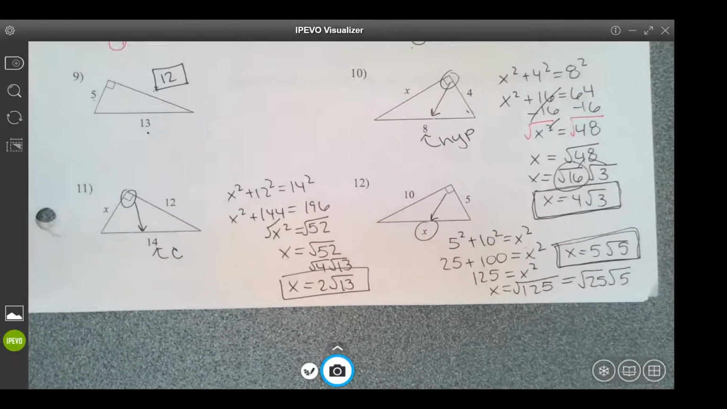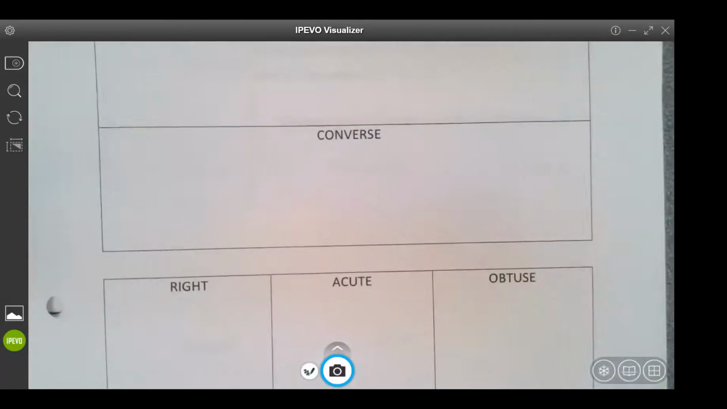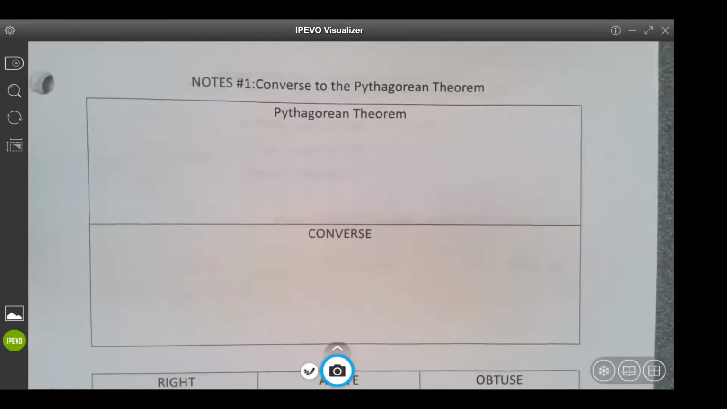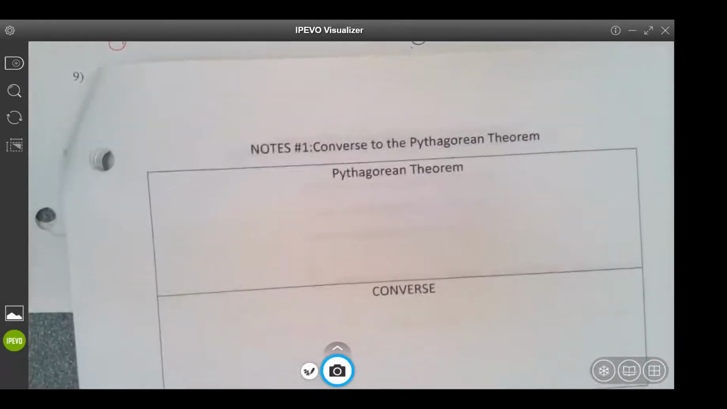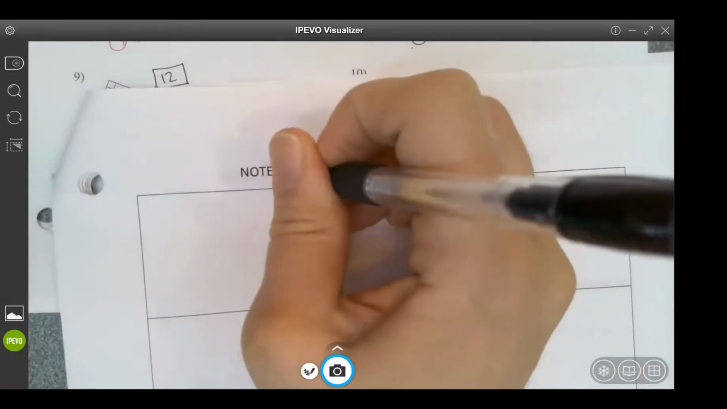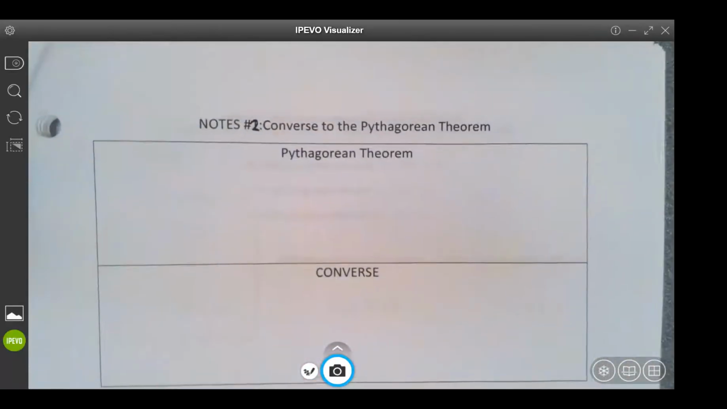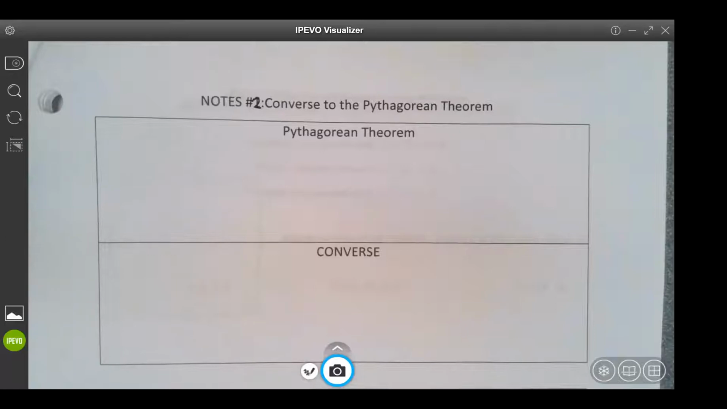Okay, so if you can find your notes, we're going to take really quick notes today, or quick-ish notes, I should say, and then I will let you go, and you'll have a little bit of homework before class tomorrow. So you want to, oh, it says notes number 1 again. It should say notes number 2, but it says notes number 1 again. It's the first time I've done that. And it says converse to the Pythagorean theorem. If you can find that.